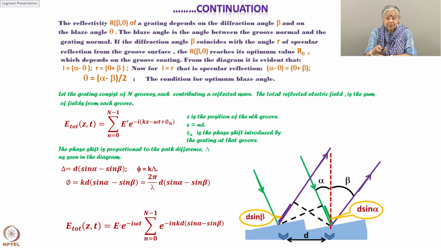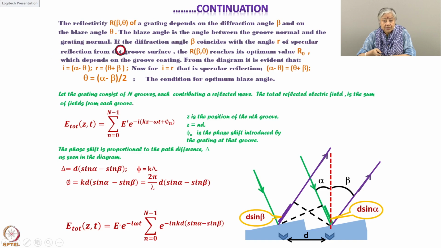Let us see how that optimal way works. The reflectivity R(beta, theta), where beta is the diffracted angle and theta is the angle between the two groove normals of a grating, depends on the diffraction angle beta and on the Blaze angle theta. So theta is called the Blaze angle.